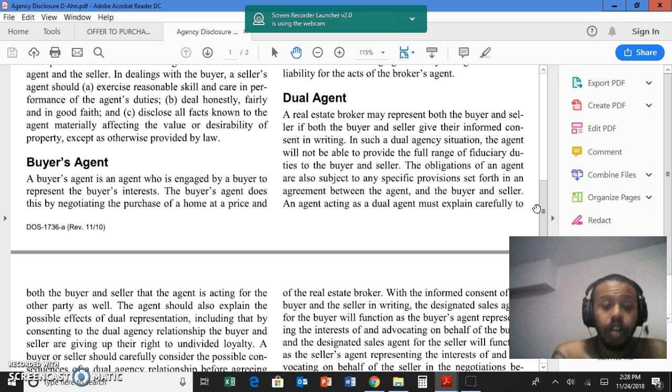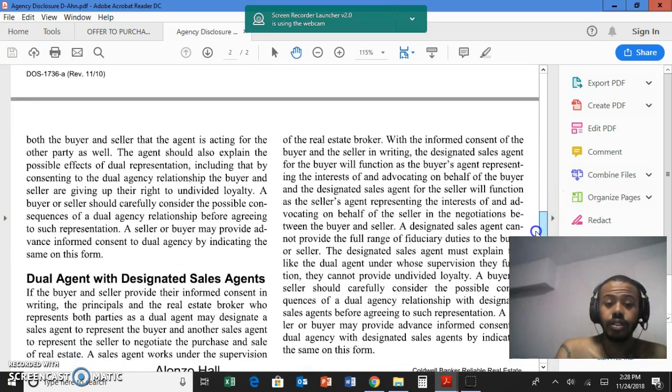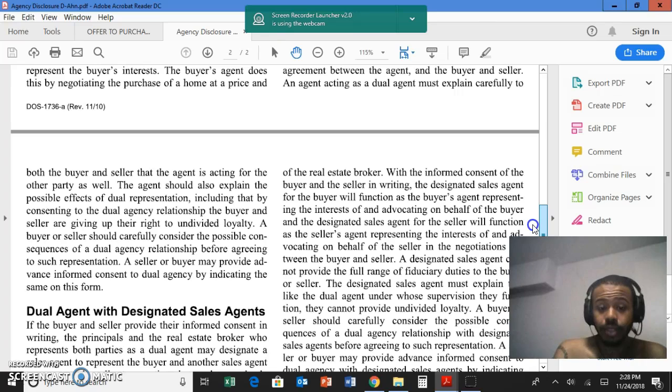of an agent are also subject to any specific provisions set forth in an agreement between the agent and the buyer and the seller. An agent acting as a dual agent must explain carefully to both the buyer and the seller that the agent is acting for the other party as well.